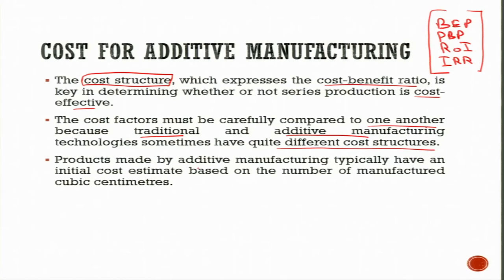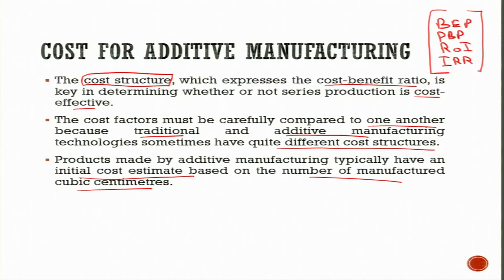Products made by additive manufacturing typically have an initial cost estimate based upon the number of manufactured cubic centimeters. That is, what is the size of the component that is manufactured. For conventional technology, fixed costs are only allocated to a specific component design, as it is said. But in additive manufacturing, the overall machine, throughout the life of the machine or the printer, whatsoever components are manufactured, the cost of the machine is divided into all those. However, the cost of the machine is the biggest contributing factor. If you compare the cost of the machine to the consumables, the cost of the machine would be quite heavy.